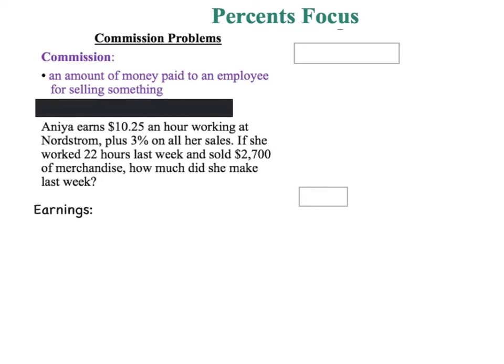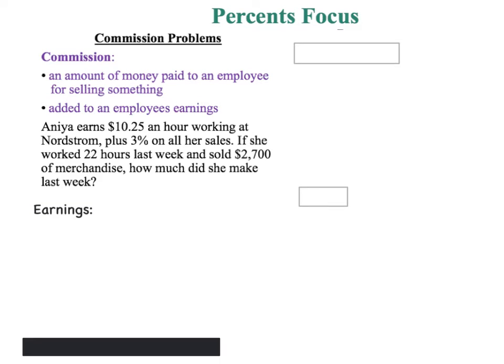The first type of percent problem we're going to focus on is commission. So fill in the blanks as we go through a review of commission. So commission is an amount of money paid to an employee for selling something. So most of the time electronic stores have commission. So the more you sell as an employee, the more money you get back for doing a good job and selling that product.